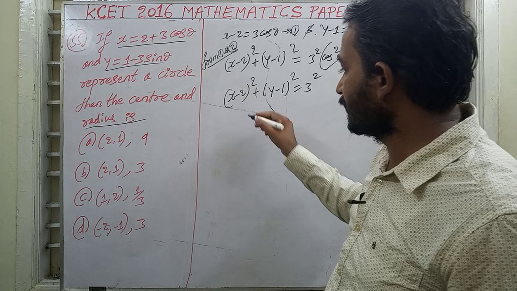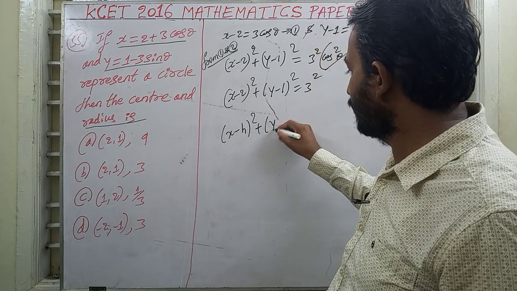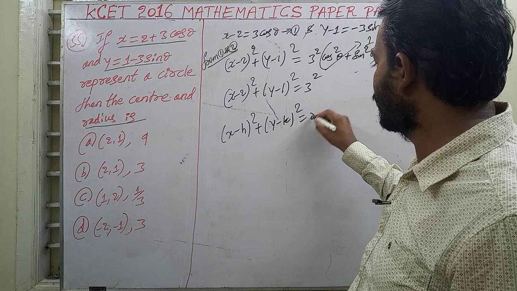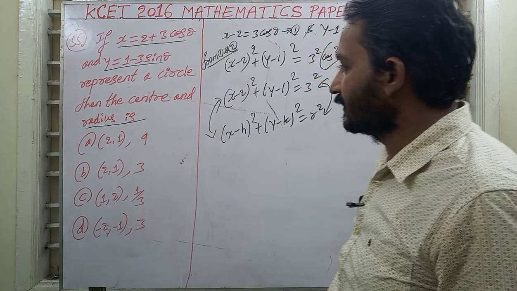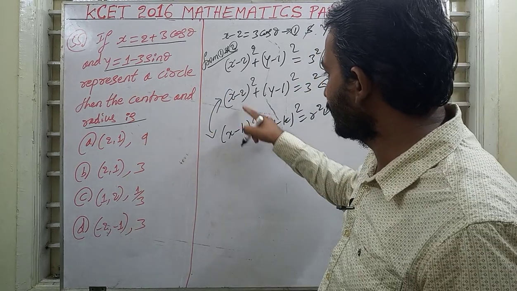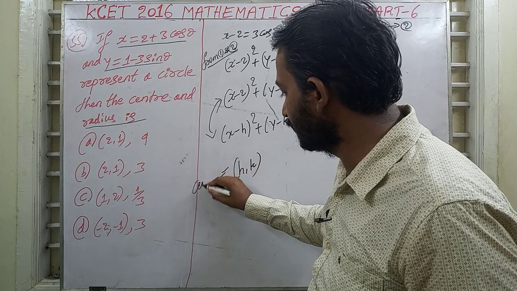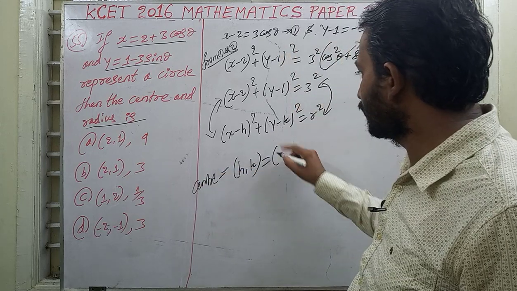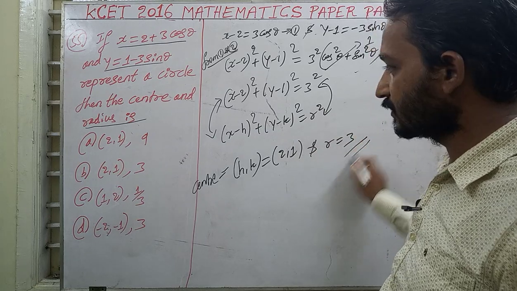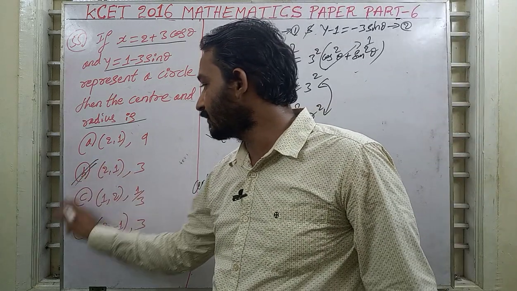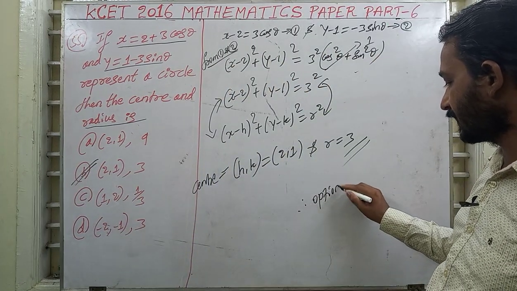This equation we compare with the general form x minus h whole square plus y minus k whole square is equal to r square. When we compare these two equations, we get the center and radius. h comma k is the center, which is 2 comma 1, and radius r is equal to 3. So 2 comma 1 and 3, option B is the right answer. Therefore option B is correct.